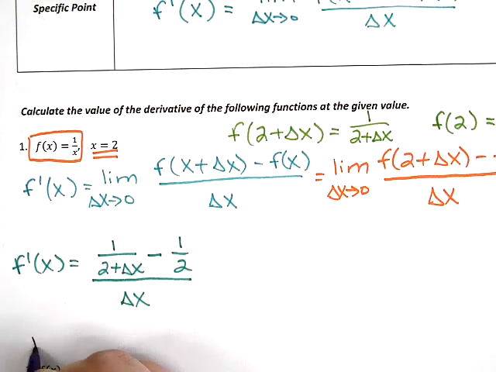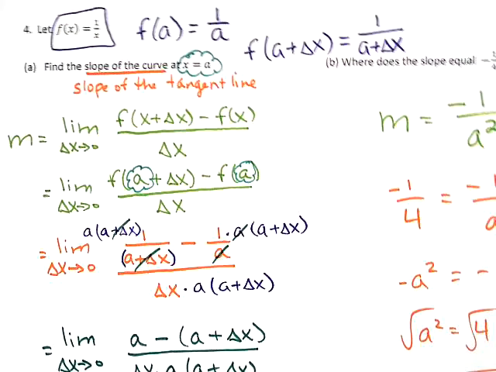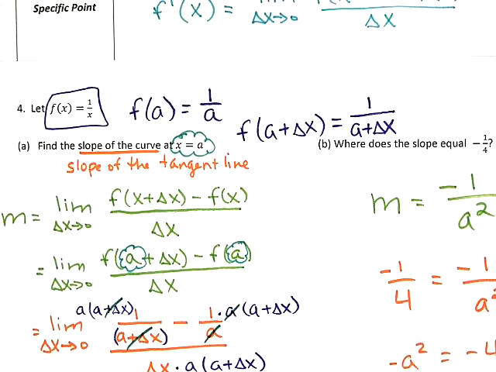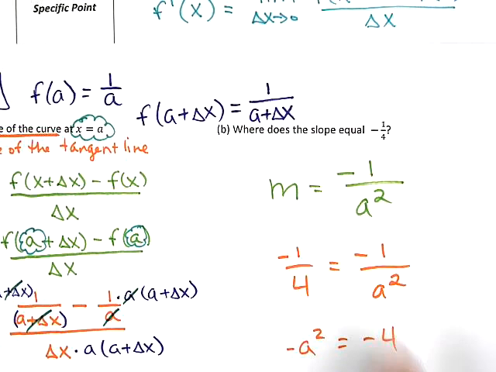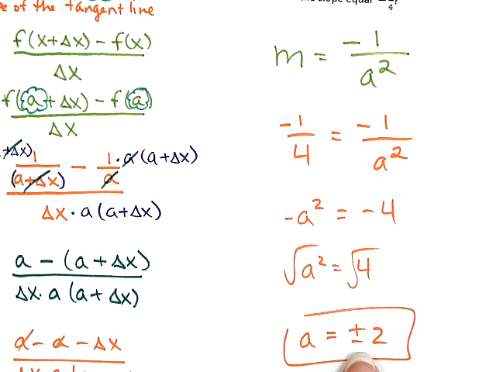Are you ready for this? You should get that f prime of x is equal to negative 1 over 4. You guys want to know how I know that? Look back in your notes to what we just did. Remember all this stuff that we just went through for number 4? Well, it's the same function, 1 over x. And I asked you on part B, where does the slope equal negative 1 over 4? And we said that, hey, that's when a is plus or minus 2.